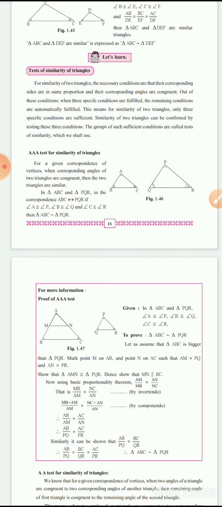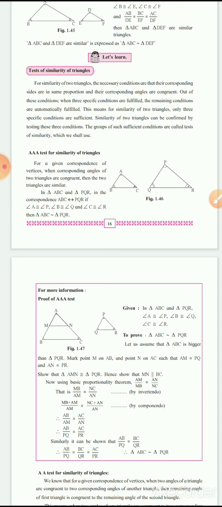With two corresponding congruent angles, means in triangle ABC and triangle PQR, in the correspondence ABC to PQR, if angle A is congruent to angle P and angle B is congruent to angle Q, then triangle ABC is similar to triangle PQR. The reason is the AA test for similarity of triangles.